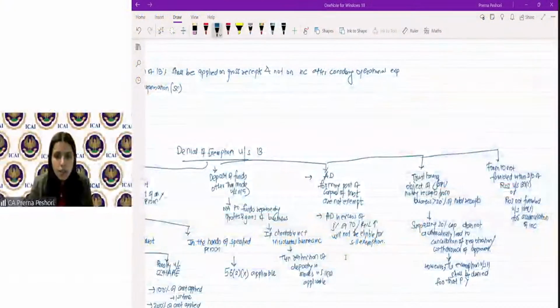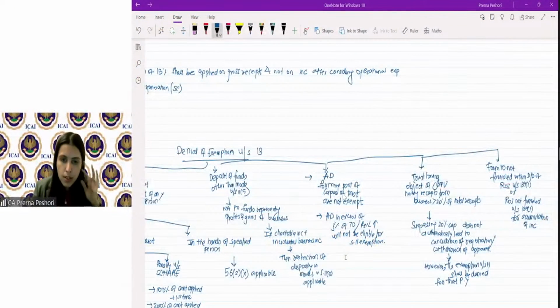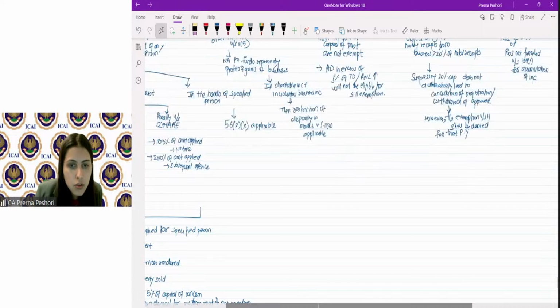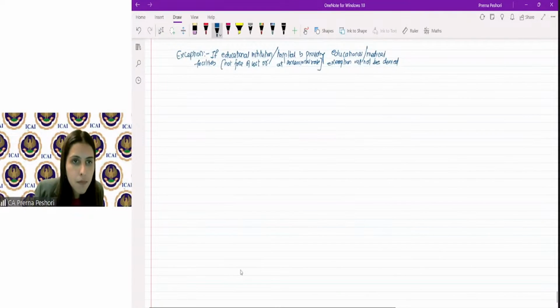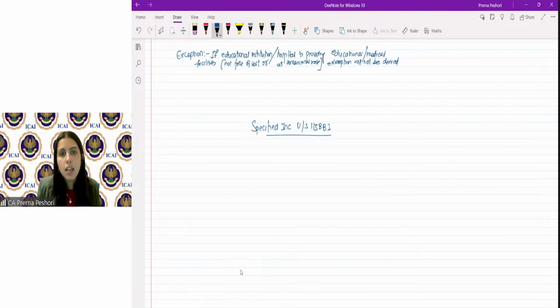So let's start with the next particular point over here. As I said, there is a specified income which is there under Section 115BBI. So just write down specified income under Section 115BBI.